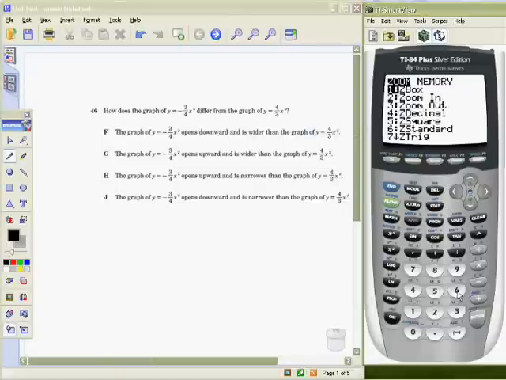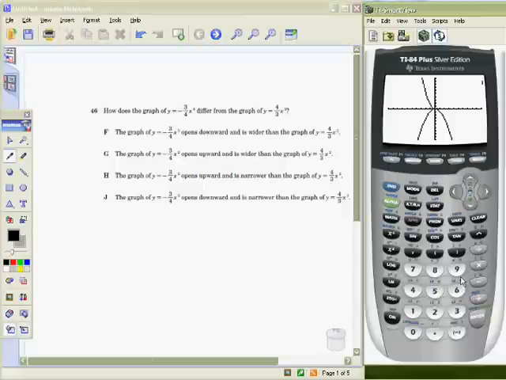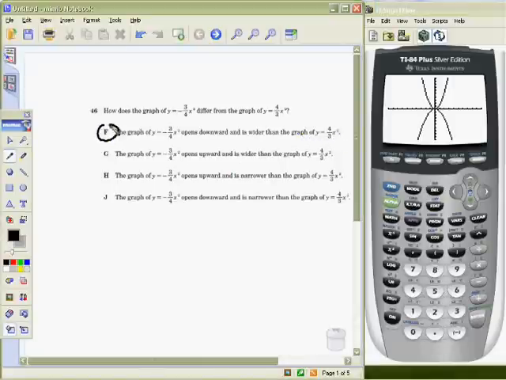So Zoom 6 for our standard viewing screen. There's the first graph. There's the second graph. It looks like my first graph opens to the bottom and it's a little wider than my second graph. So let's look at my answer choices here. If the graph of y equals negative 3/4 x squared opens downward, that's true, and is wider than the graph of y equals 4/3 x squared. That's exactly what happened.